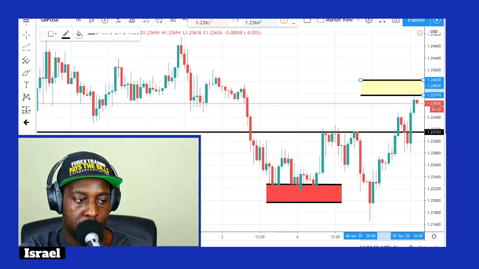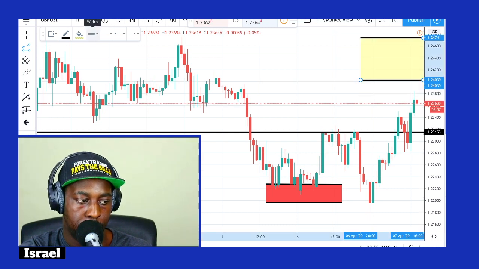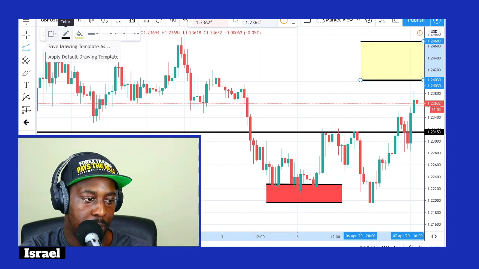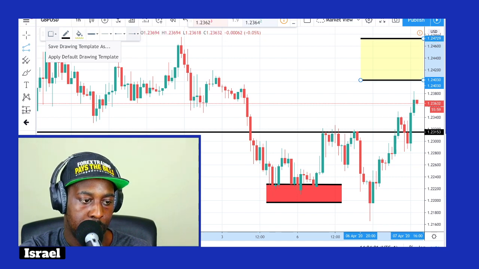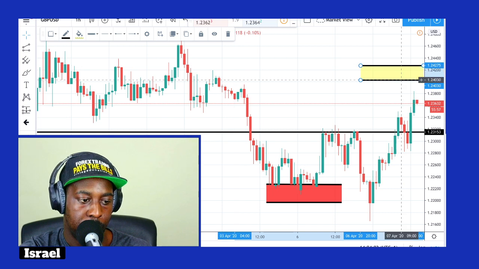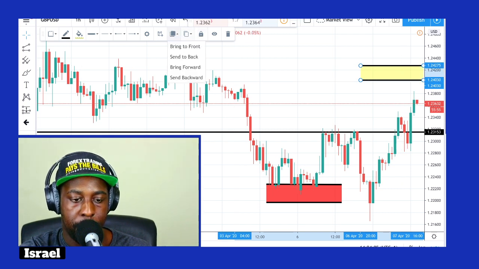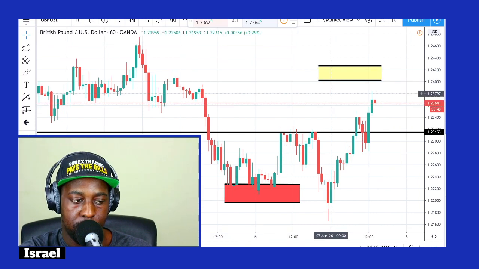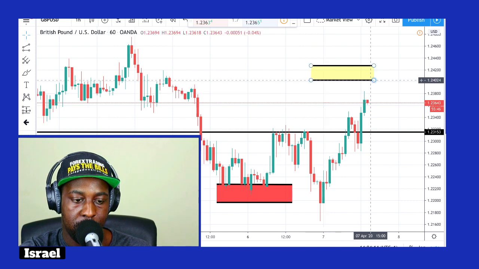Because we think that the market, we want to see what the market's basically going to do in that particular region, right? We want to see if the market's basically going to come into this region. Let's move this over a little bit. It's even a bit higher, to be honest. Let's move it down a little bit.